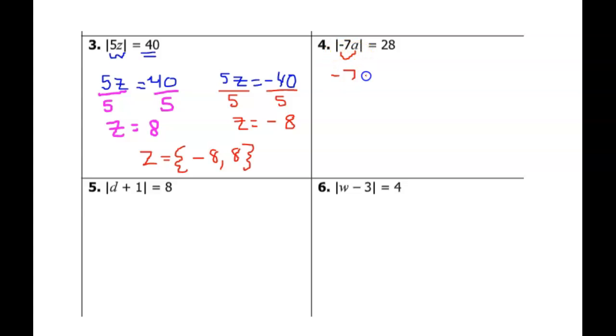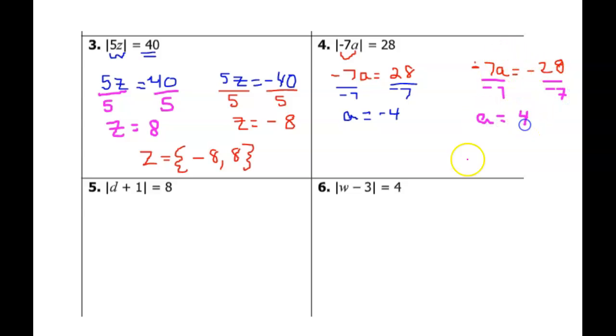We're going to set what's inside equal to the positive of the other side of the equation, so +28, and then the negative, -28. And then we solve both equations, which is step 2. So the first equation, the left side, I'm going to divide by -7 on both sides, and I end up with a equals -4, okay? And the right side, I'm going to divide by -7 on both sides. And I end up with a equals +4.